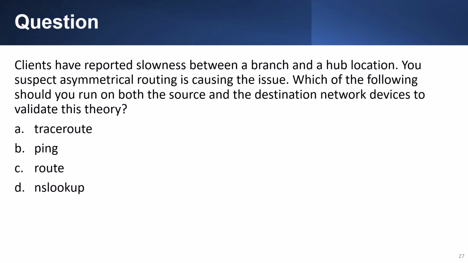Question: clients have reported slowness between a branch and a hub location. You suspect asymmetric routing is causing the issue. Which of the following should you run on both the source and destination network devices to validate this theory? Answer: traceroute.